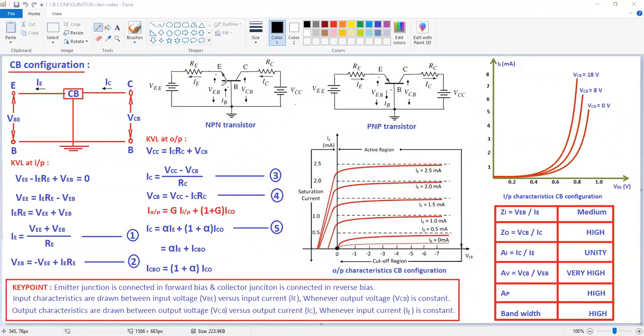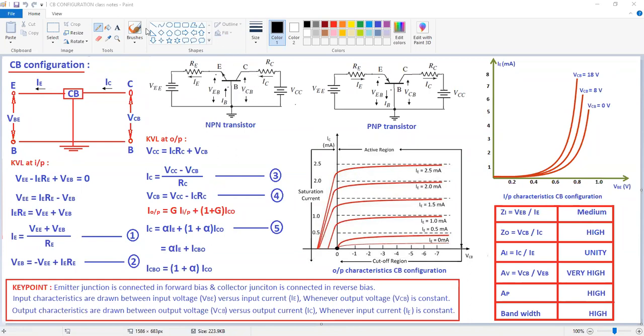Similarly, input voltage across this transistor is given by VEB. Here input is connected between emitter and base, so that's why input voltage is VEB. And output voltage is connected between collector and base, so that's why the output voltage is VCB, collector to base voltage.